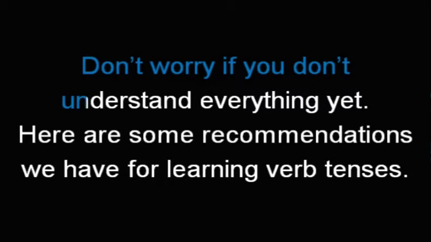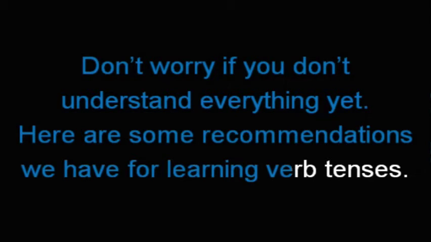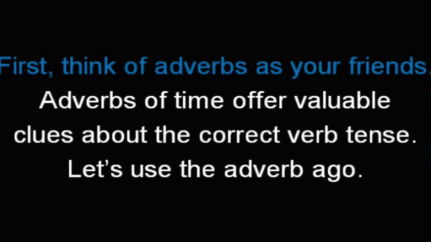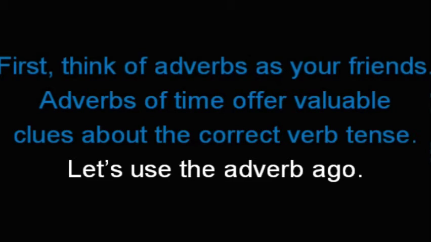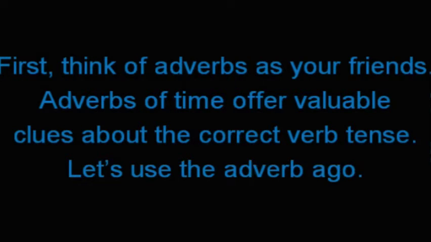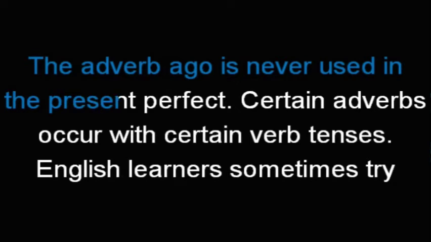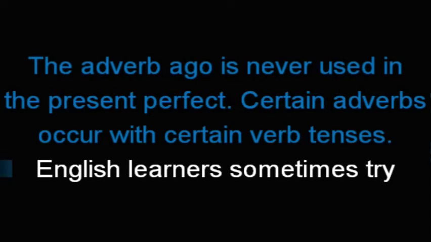Don't worry if you don't understand everything yet. Here are some recommendations we have for learning verb tenses. First, think of adverbs as your friends. Adverbs of time offer valuable clues about the correct verb tense. Let's use the adverb ago. Ago is only used in the simple past, as in, I left home 3 years ago. The adverb ago is never used in the present perfect. Certain adverbs occur with certain verb tenses.